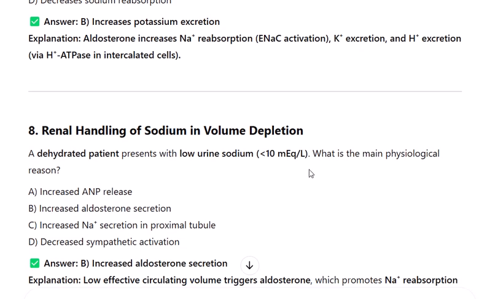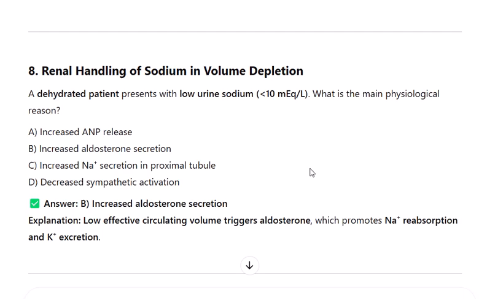8. Renal handling of sodium and volume depletion. A dehydrated patient presents with low urine sodium, 10 mEq/L. What is the main physiological reason? A. Increased ANP release. B. Increased aldosterone secretion. C. Increased Na-Pi secretion in the proximal tubule. D. Decreased sympathetic activation. Answer B. Increased aldosterone secretion. Explanation. Low effective circulating volume triggers aldosterone, which promotes Na+ reabsorption and K+ excretion.